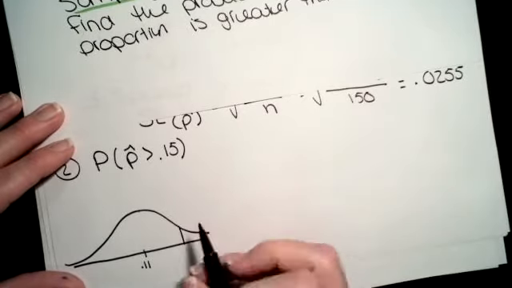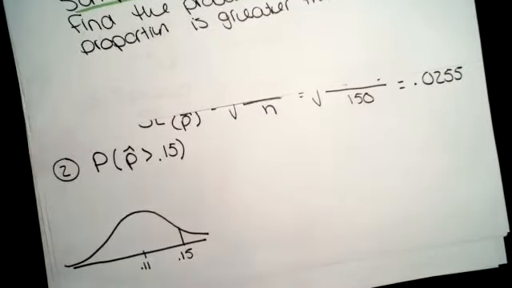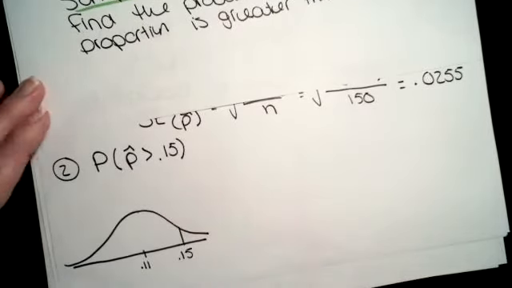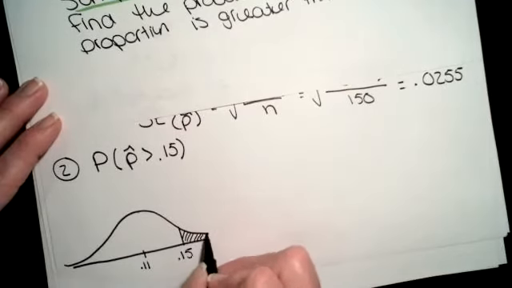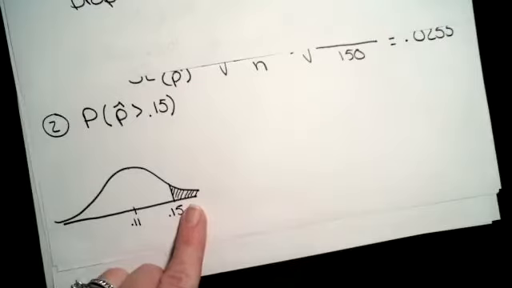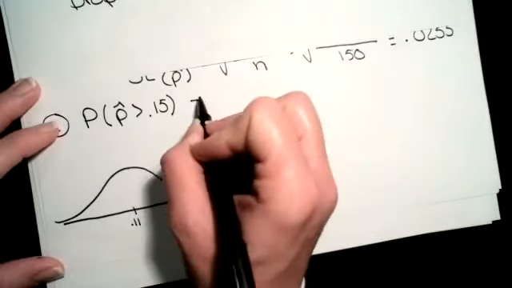I'm going to put it up here. It doesn't really matter where you put it. You don't even have to look at the spread. You could just put 0.15 on there and then you do your shading because it's greater than, so it's everything to the right. This gives you an idea of what you're doing. It gives you that visual. And it takes me just 1 second.